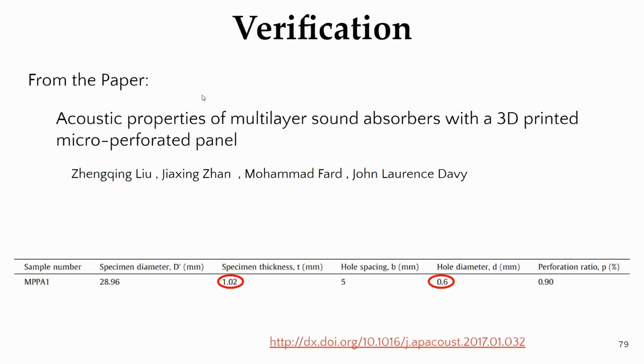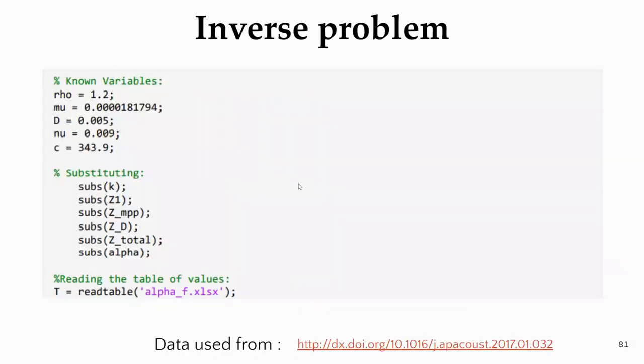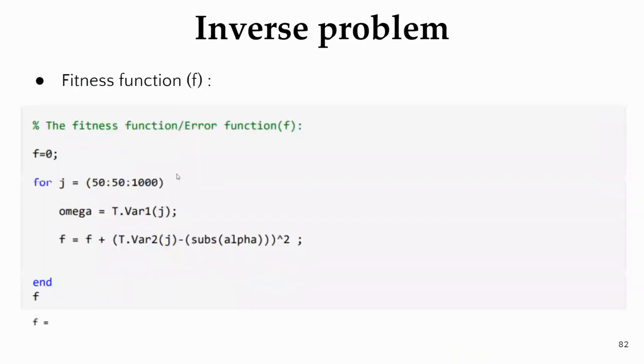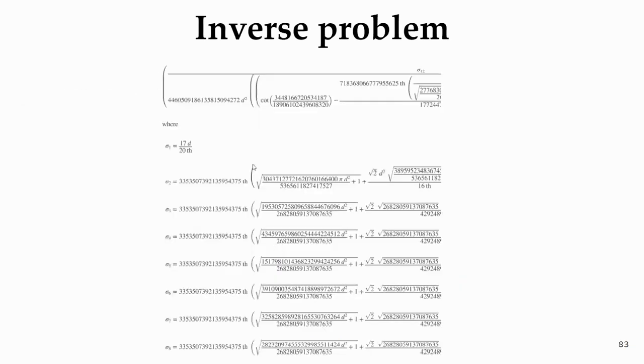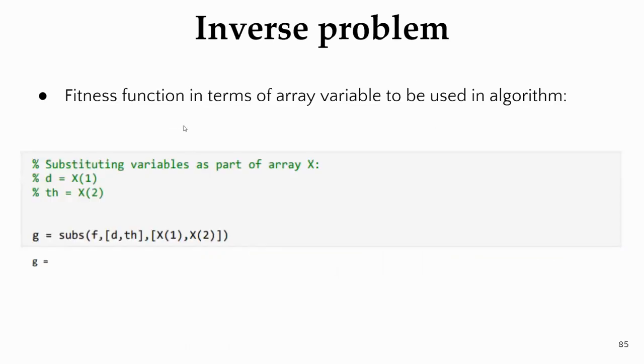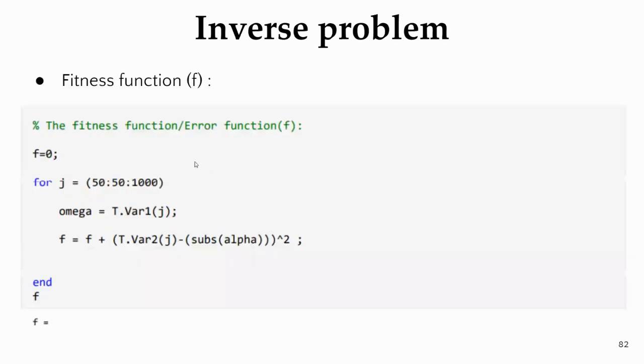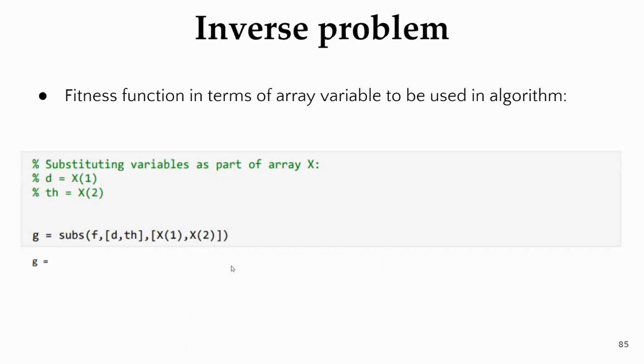And for verification purposes, I used this paper in which they used a sample, and the values that I have marked are the things I was planning to find. This is the thickness and the hole diameter. Hole diameter is 0.6 millimeter, thickness is 1.02 millimeters. And this is the inverse problem that I did. As you can see, these are the known variables. This is the fitness function that I talked about, and this is the fitness function in terms of an array variable, because the previous fitness function has to be changed in a manner which can be used in the genetic algorithm.